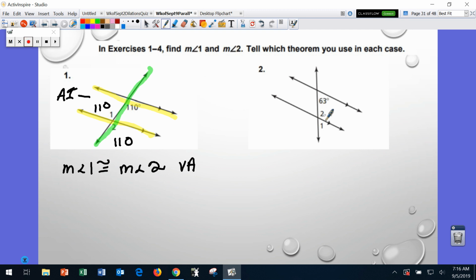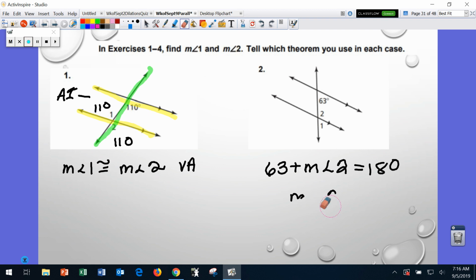Well, if we go and look here, they're on the inside of the parallel lines, and they're on the same side of the transversal. So that means these two angles have to be supplementary. So we're going to say 63 plus the measure of angle 2 should equal 180 degrees. All right, so if I take 180 and subtract out 63, then I can say the measure of angle 2, and this here is solving an equation.